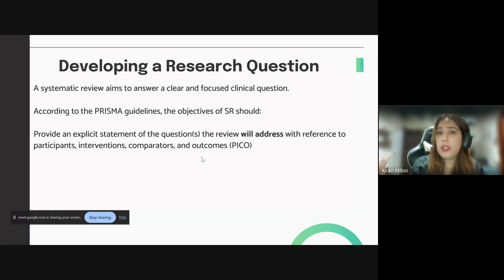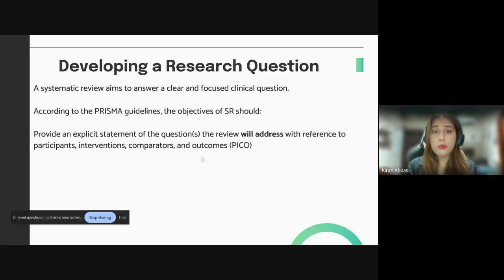Scoping review is also an advanced technique that we use for a study that has a very broad research question. So we'll not go into the detail of that, but for now just know that PRISMA guideline is used by all the researchers who are involved in conducting systematic reviews and meta-analysis. Now, what does the PRISMA guidelines say about developing a research question?